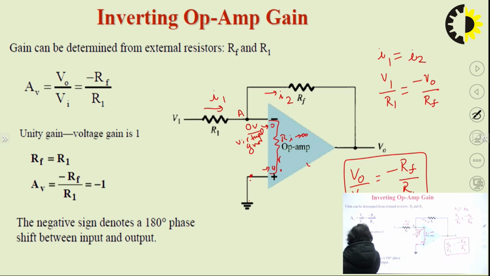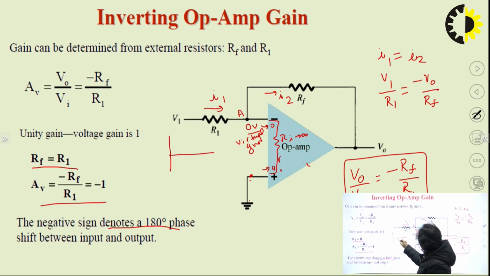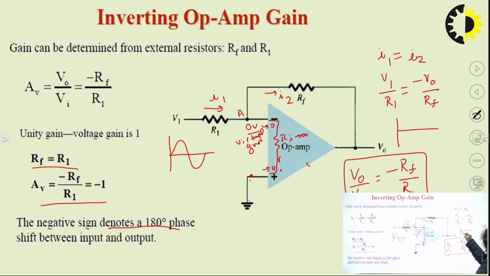And if we make both these resistances equal, RF equal to R1, then the gain of this amplifier will be 1. But there is always a 180-degree phase shift between input and output. Meaning if we apply a sine wave, then the output phase will be in reverse order.